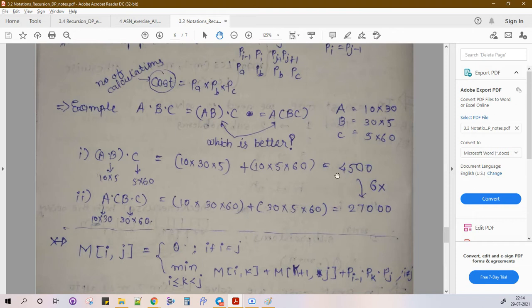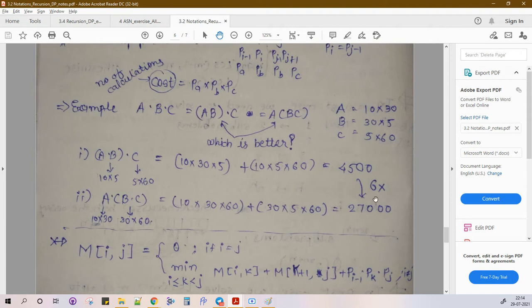Matrix multiplication, you know, right? Because we need to take all the elements and multiply row versus column, correct? So this many operations I need to do. It is nothing but 6 times, right? For a simple example, I just have three matrices in the chain.